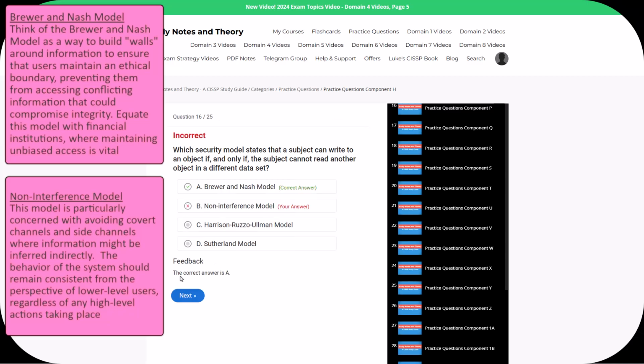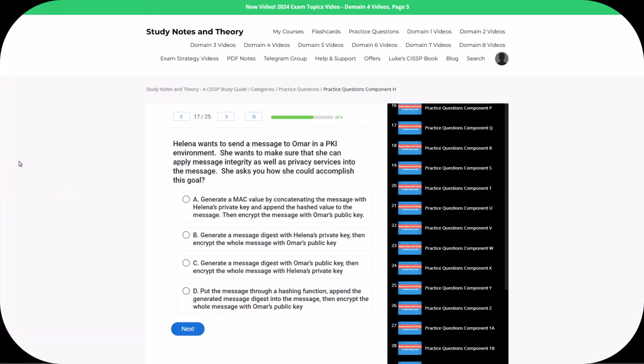No, it's Brewer and Nash. Okay. Yeah, sorry, I didn't know that at all. Okay, Brewer and Nash model. Just like the other question, the context of the question is the definition of the choice, so that's why there's no explanation given. The question is the explanation. Look at the next one.